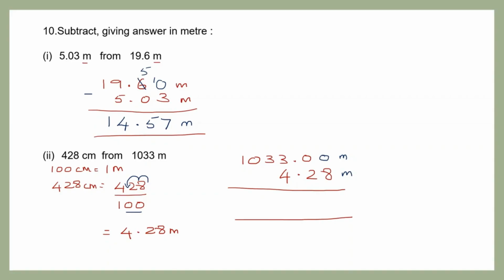Let's start the subtraction. 0 minus 8, I cannot do. Let me borrow from 0. No, I'm going to borrow from 3. So this is 2, 10, 9, 10. 10 minus 8 is 2. 9 minus 2 is 7. Decimal point. 2 minus 4 I cannot do. Let me borrow. That becomes 2 and this becomes 12. 12 minus 4 is 8. Then I have 2, 0, 1 and meters. So my final answer is 1028.72 meters.